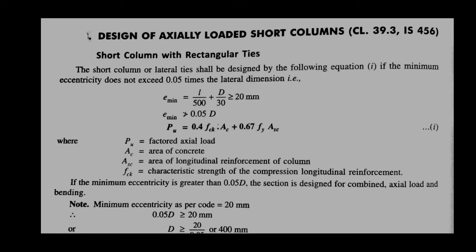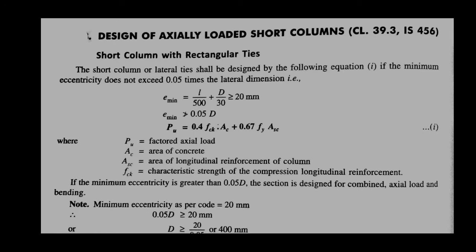But before designing or before solving any problem, we have to know about the assumptions, formulations and considerations of IS codes for column. So, first of all, let's check out clause number 39.3 for axially loaded short columns.